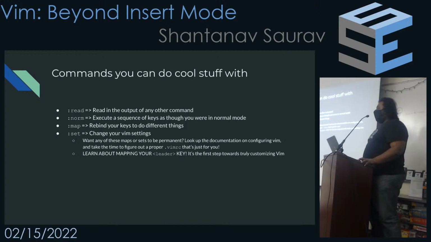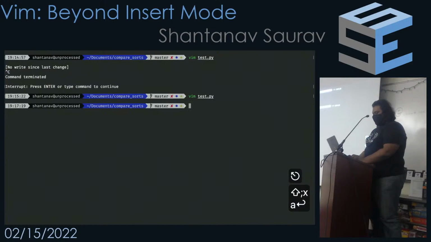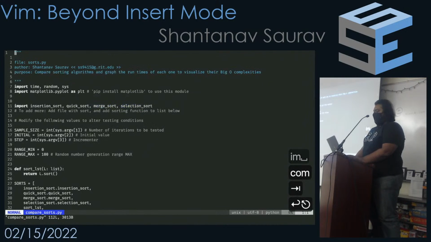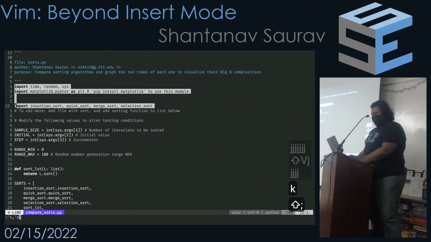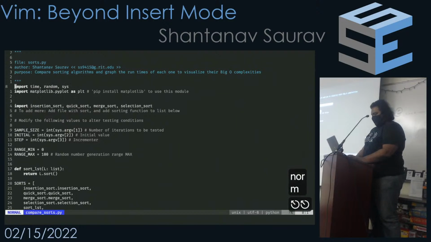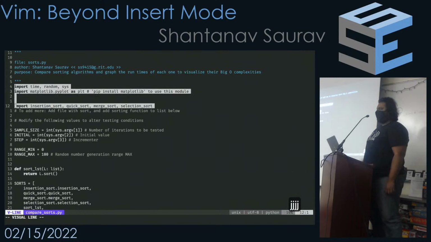Okay, cool. Moving on to the norm command, it will execute a sequence of keys as though you were in normal mode. That seems kind of pointless, given you can just run the command in normal mode, right? Where that becomes helpful is if you want to run things across multiple lines. If I decide that I want to comment out all of this, I can colon norm, which, by the way, I should mention, capital V to enter visual line mode to select an entire line. And then I'm just using my J key to scroll down.